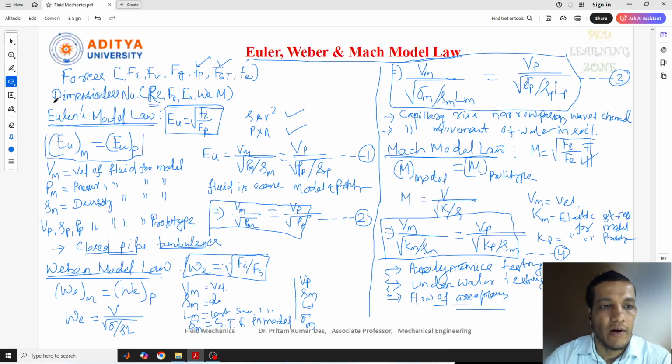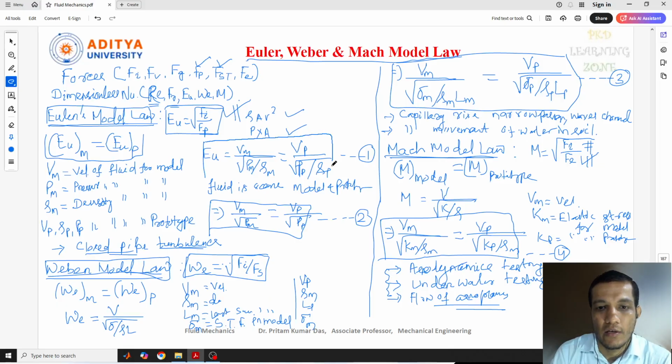Similarly, what we have derived for the Reynolds model law and Froude model law, we only need to consider what we have derived previously: what is the ratio or what is the definition. Based on that, we can equalize this. It should be equalized for the model and prototype. The number should be equal. Okay, so I hope you understand.